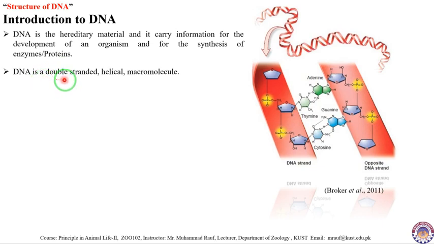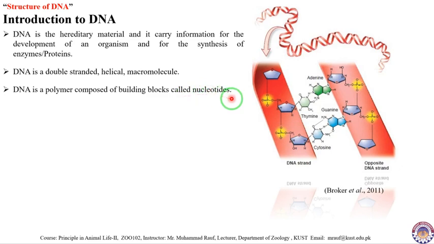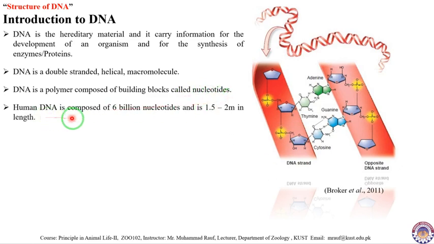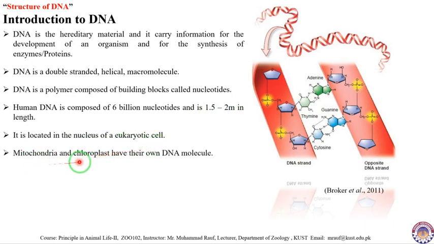DNA is a double-stranded helical macromolecule. DNA is a polymer composed of building blocks called nucleotides. Human DNA is composed of 6 billion nucleotides and is 1.5 to 2 meters in length. The DNA is located in the nucleus of a eukaryotic cell. Mitochondria and chloroplasts have their own DNA molecules.